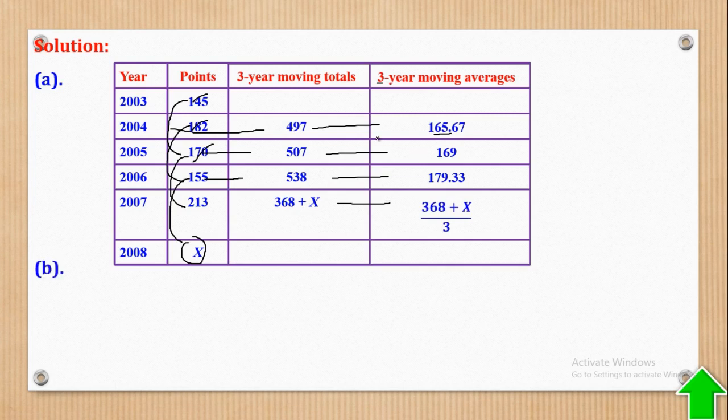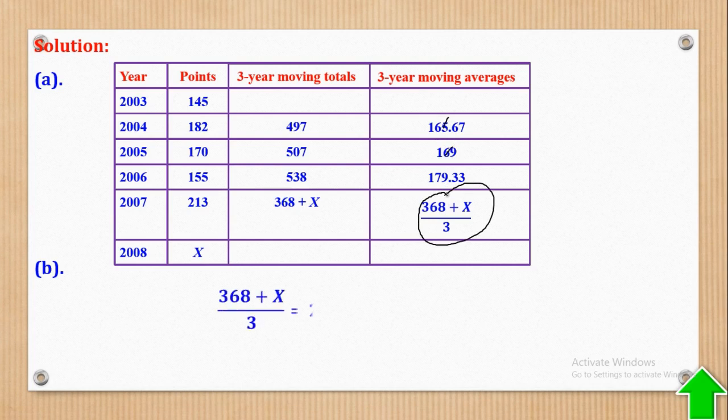Now we shall go to part B. For part B they told us that the fourth moving average is 203. So this is first, second, third, fourth. So this fourth one is equal to 203. Therefore we shall equate it to 203 and make x the subject. Now this is what they wanted. I think you can see it here in the table.